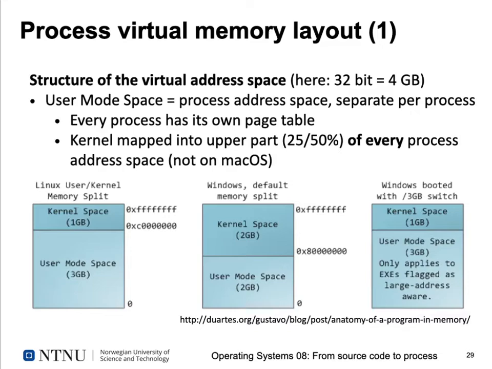So you can actually boot Windows with a /3GB switch, which changes this split around to be very similar to what Linux does, so a 3 GB, 1 GB split. But since your applications need to be aware of this, you need to flag your application, your exe files here, as being aware of these large addresses. Otherwise, they would have problems accessing memory above 2 GB, so the third GB in our memory space.